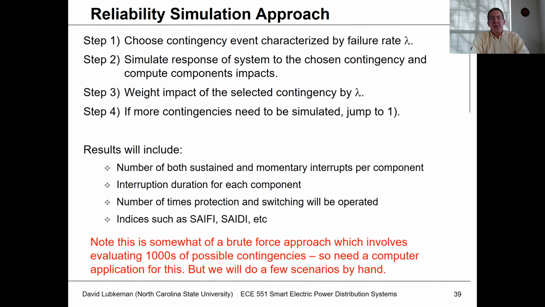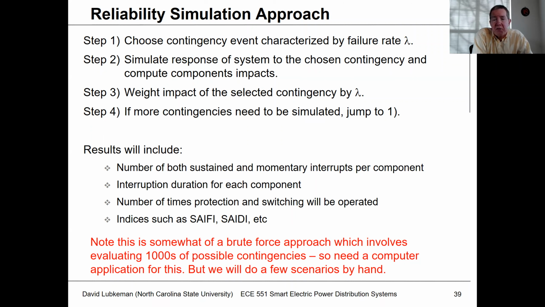Then for each of these different responses, characterized by customer outage minutes, we're going to weigh the impact of the failure rate. If the failure rate's pretty low, it's not going to have as much impact as when the failure rate's high. Then I go back to step one and choose the next event. So if there are 1,000 possible events, I've got to look at the response to each one. You can see we're not going to be able to do this manually for large systems. We're going to have a computer program do this for us eventually.